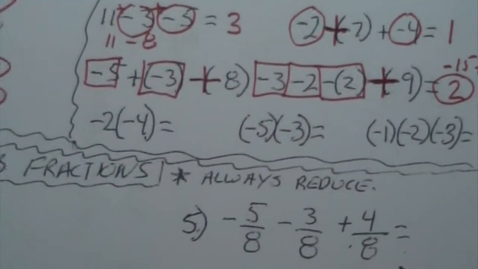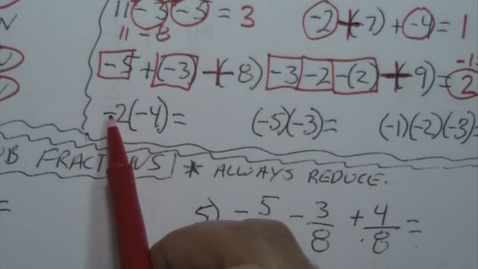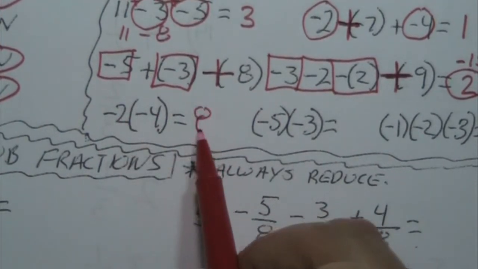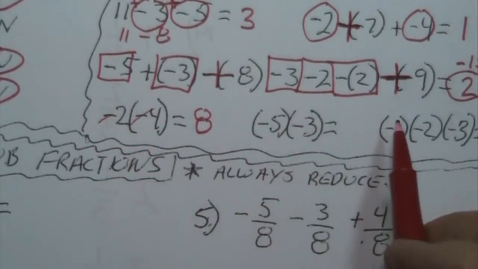Okay, now we go to multiplying. Remember the rules. If there's 2 negatives, they cancel. If there's 1, it's just negative. Okay, first of all, notice the 2. I'll multiply. 2 times 4 is 8. I'll count my negatives. There's 1, 2. Hey, they cancel. 2 cancel.